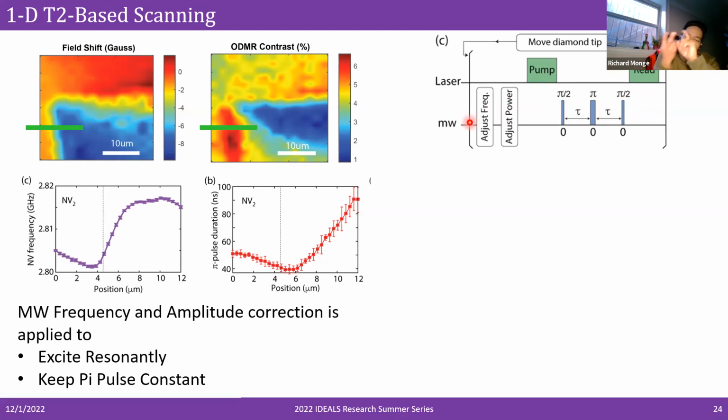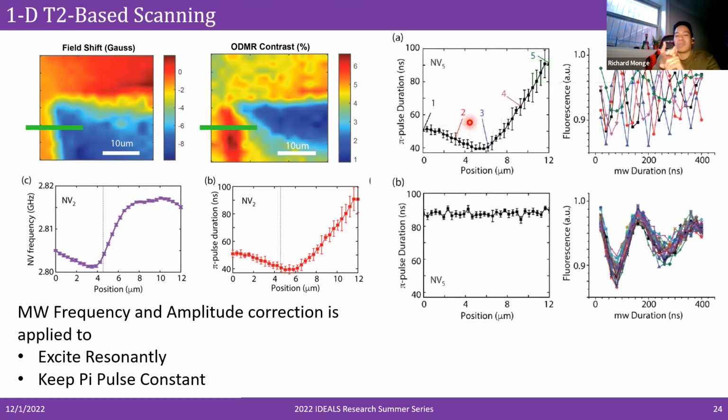We need to, as a function of position, change the microwave frequency to resonantly excite the NV center. But another thing we need to do is also apply a correction in the microwave driving field strength as a function of position to keep the pi pulse duration constant in all these sequences. So this is precisely what we did.